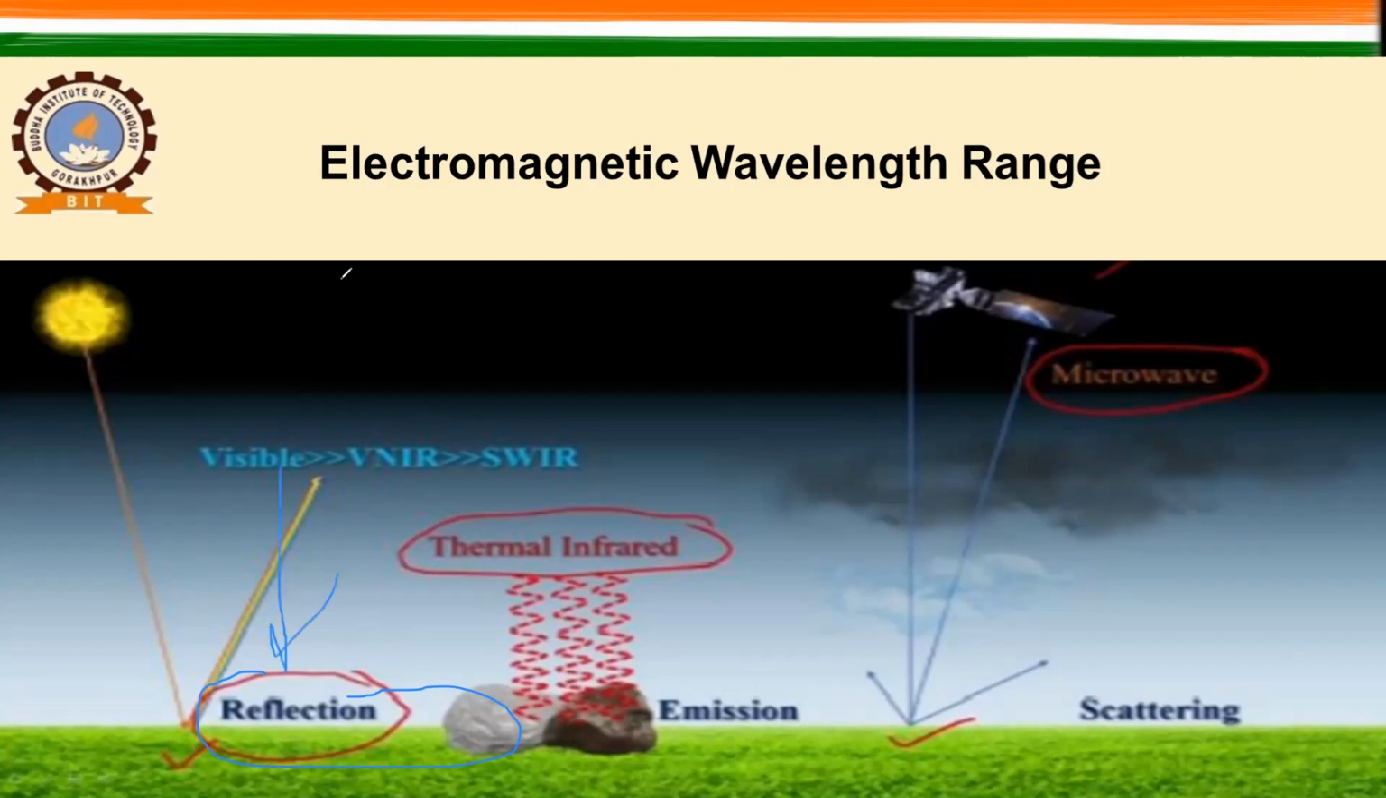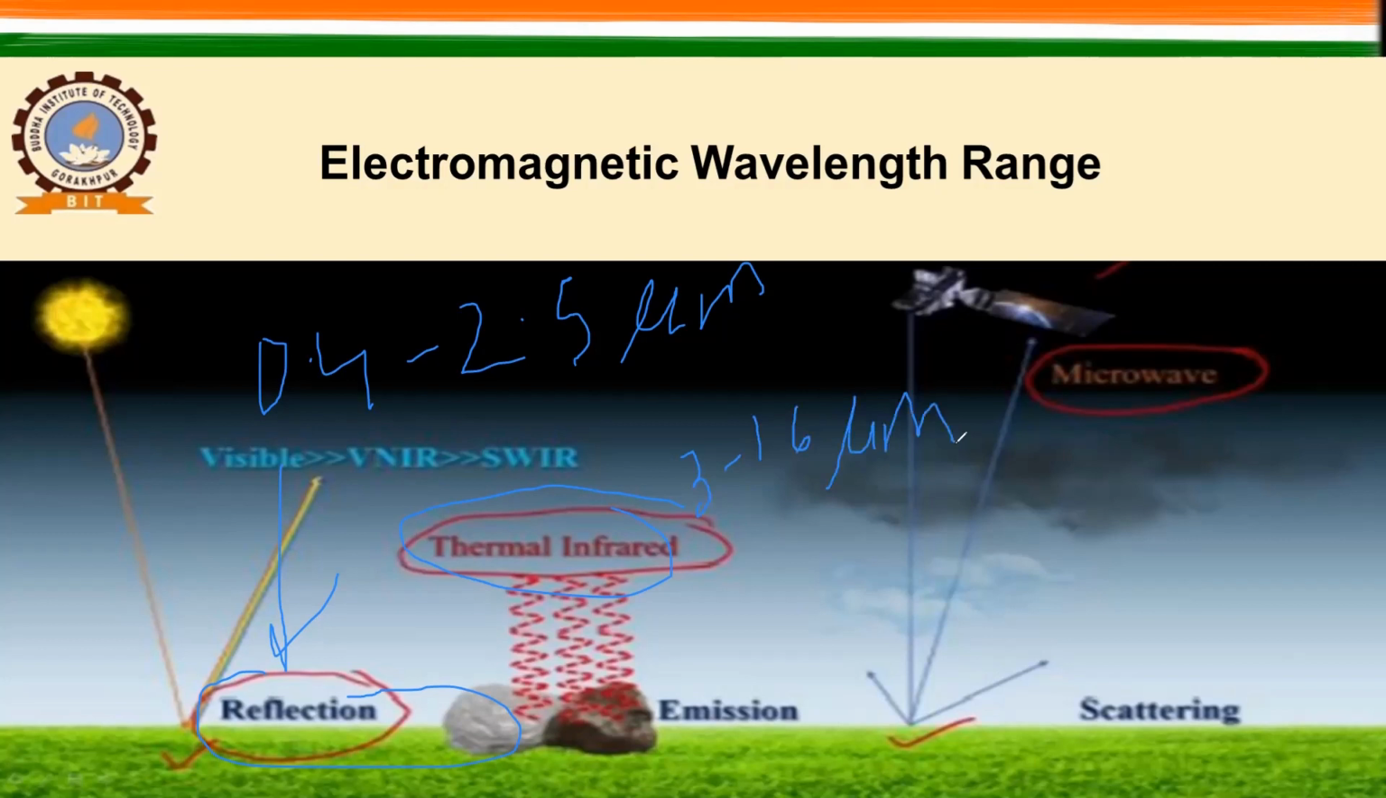ठीक है, इसका क्या range है? The range is 0.4 to 2.5 micrometer. ठीक है. So this is the wavelength range where we can measure the reflected energy from the surface. Next one में क्या है, which is known as the thermal domain. In the thermal domain, the wavelength starts from 3 to 16 micrometer, and we measure the emitted energy from the target.